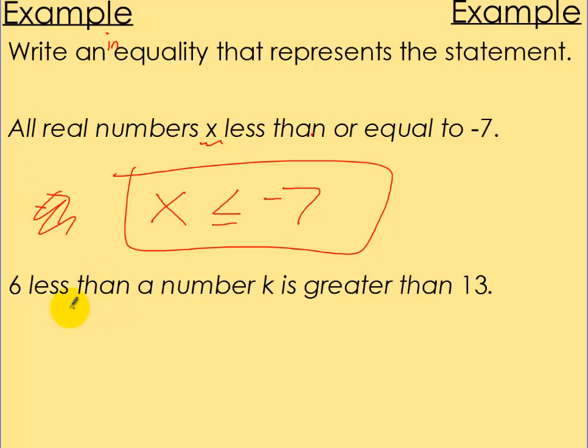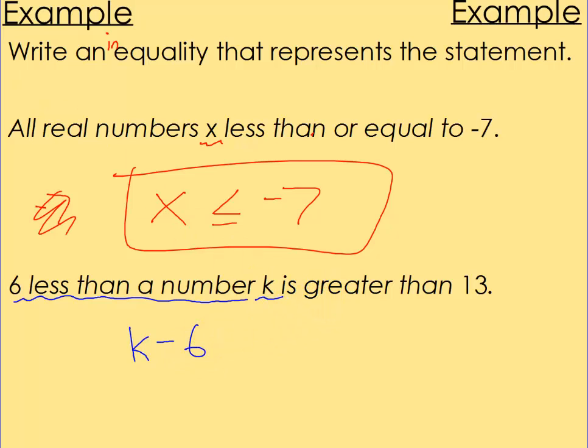Let's try the other one. 6 less than a number k is greater than 13. So we're going to create this: 6 less than a number k. k is my variable, and 6 less than k is going to be k minus 6.